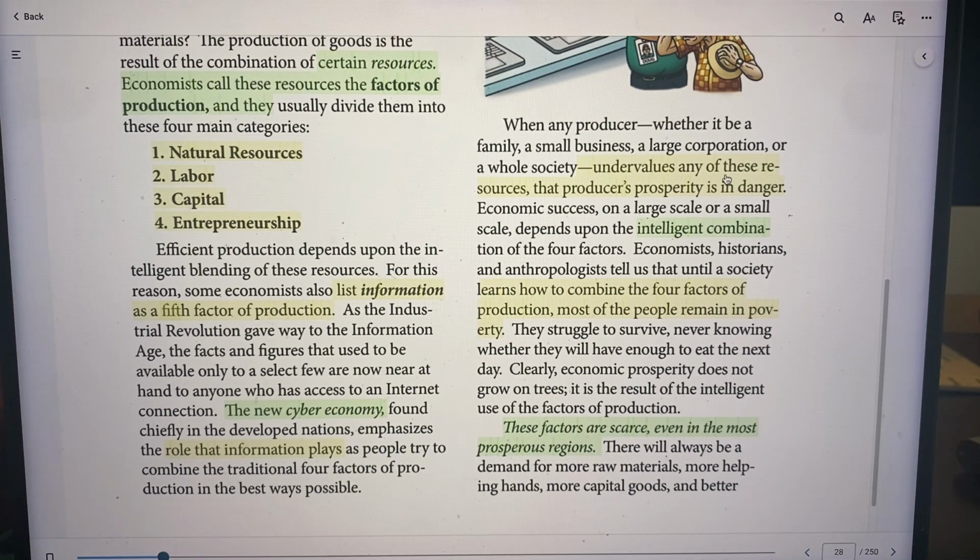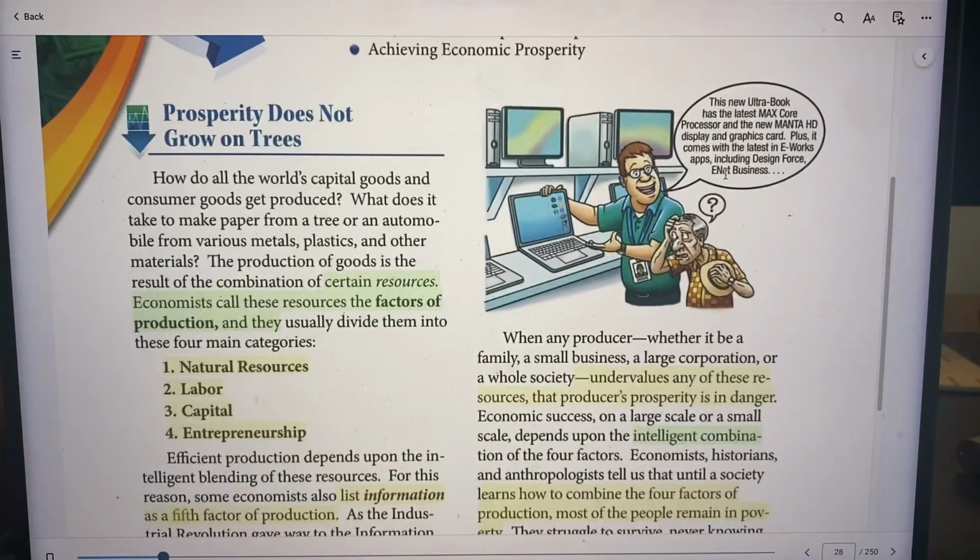So it goes on here. Here's a cartoon. It says, this new Ultrabook has the latest Max Core processor and the new Manta HD display and graphics card. Plus it comes with the latest eWorks apps, including Design Force and Business, you see. And he's like, oh no, this is the new cyber economy.